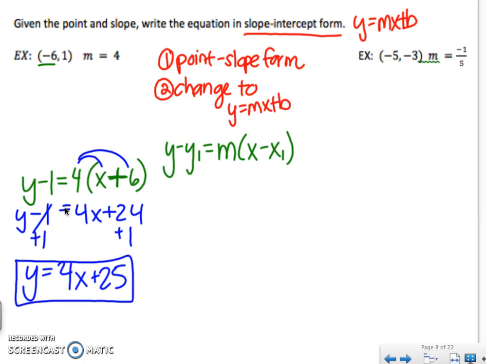Okay, so that is how you can go from plugging something into point slope form and then changing it to y equals mx plus b. So try this last one on your own and we will go over it.